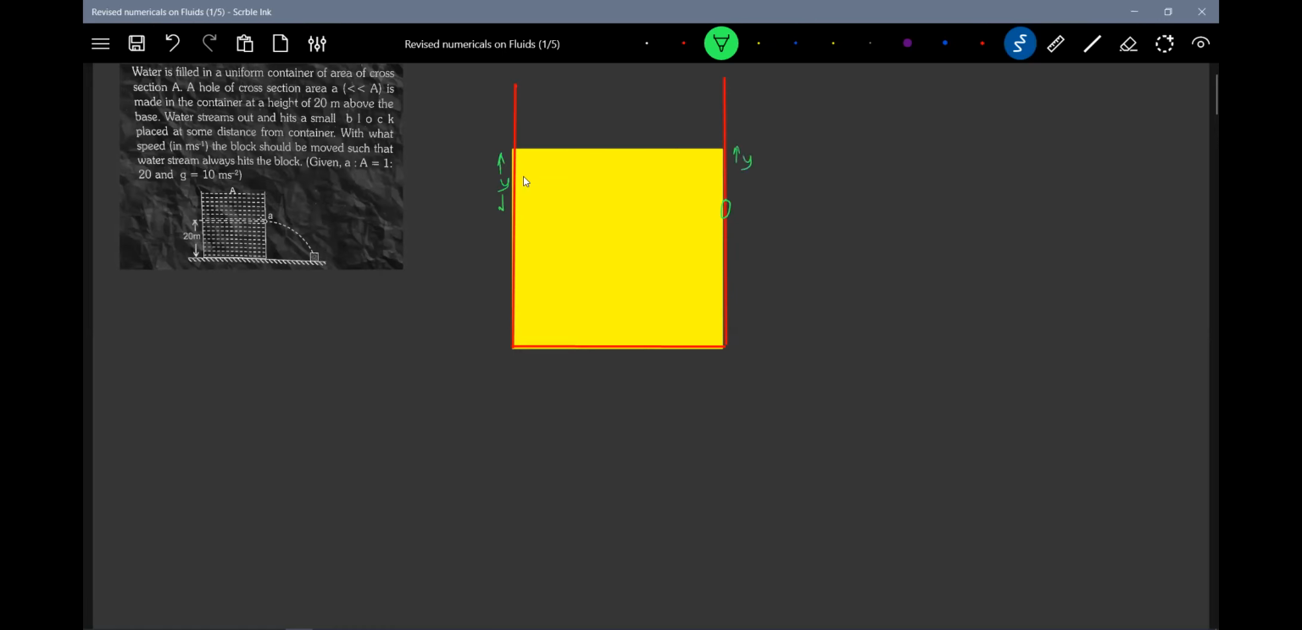The hole be at a depth y. And he has given us a clear picture: a 20-meter container, and a hole is made at this point. So this is something fixed. Let's not bother about this. So a hole is made at a distance, this one. So from here, the water is going to pour. Very simple problem. So the water is going to pour.